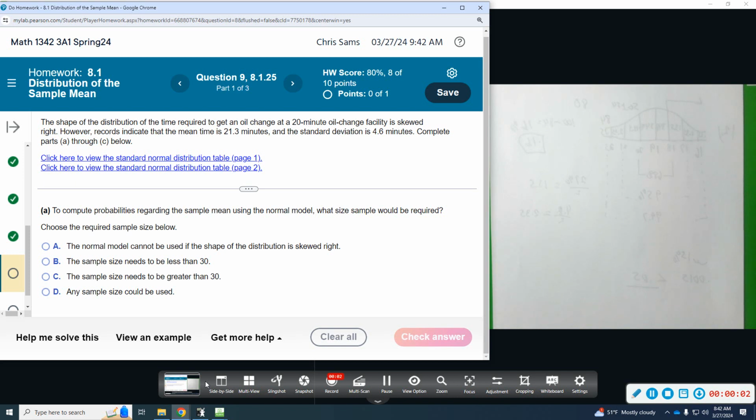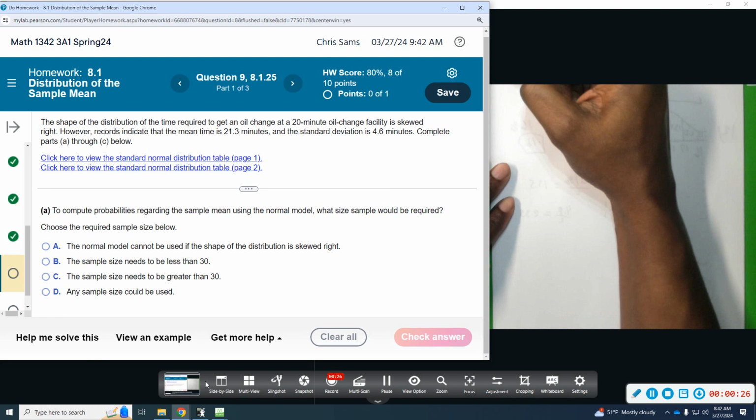All right, question number 9. The shape of the distribution of the time required to get an oil change at a 20-minute oil change facility is skewed right. However, records indicate that the mean time is 21.3 and the standard deviation is 4.6. We're going to complete parts A through C.